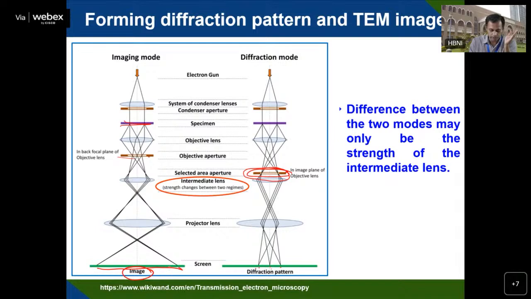You'll be able to get a diffraction image. So the difference between the two modes is only the strength of the intermediate lenses. So what are the intermediate lenses? This is the intermediate lens here, the objective aperture here, and here you can see the intermediate objective aperture. That strength is different, of a different order. That helps determine whether you are going for an image or for a diffraction beam.